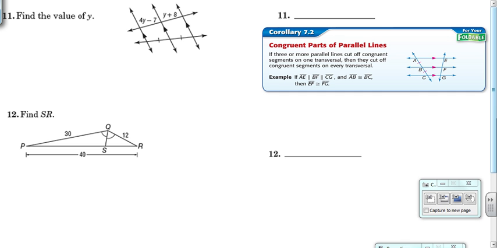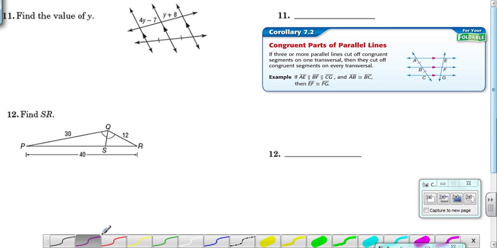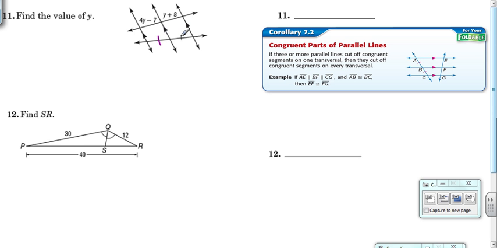And find the value of y. This picture deals with the fact that you have congruent parts, parallel lines. If 3 or more parallel lines cut off congruent segments on one transversal, then they cut off congruent segments on every transversal. So if this transversal is cut in congruent parts, then every transversal is cut in congruent parts.